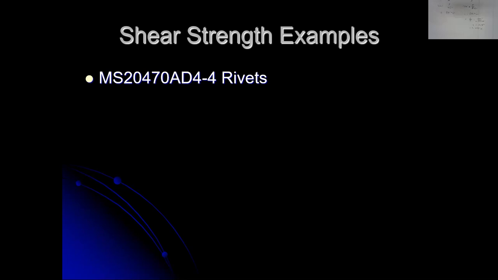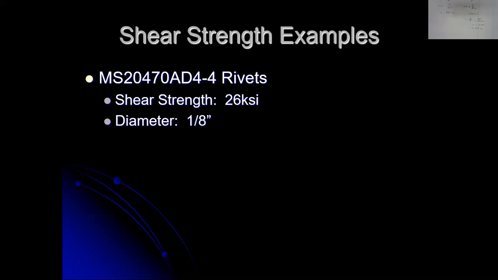And remember the dash numbers. The first 4 means diameter in 32nds of an inch. The second 4 is the length in 16ths of an inch. So here we have, for this alloy, for 2117 aluminum, the shear strength is 26 KSI. That's how much we can handle per square inch. So if I had a square inch area rivet, I could put 26,000 pounds, 26 kips in shear, and it wouldn't break through. These are 1/8 inch diameter rivets. That's the 4.